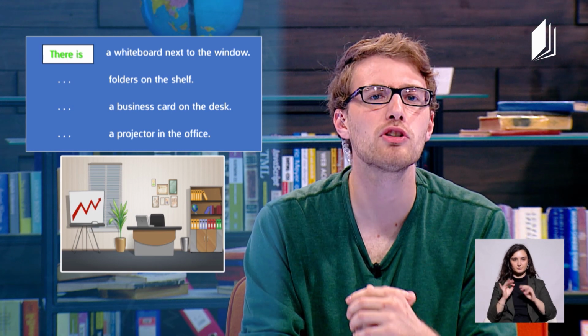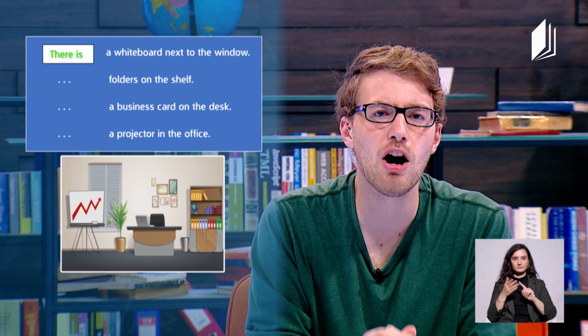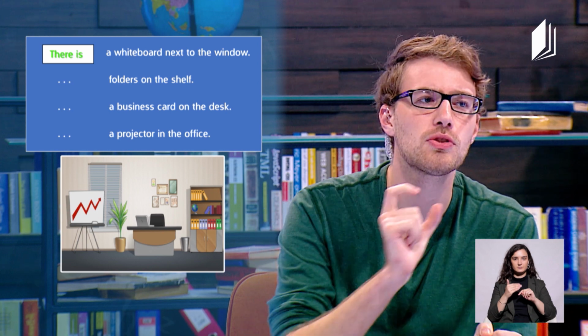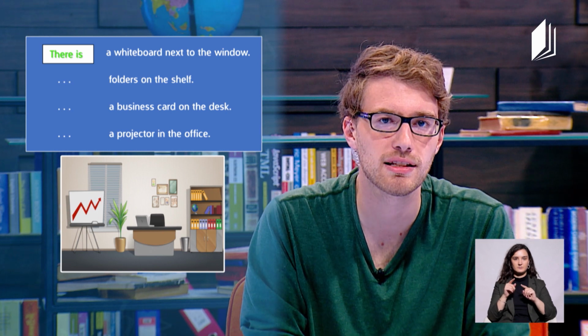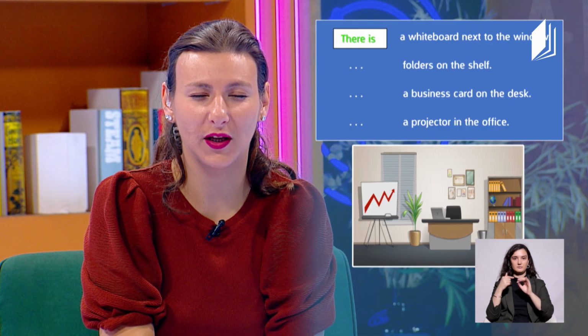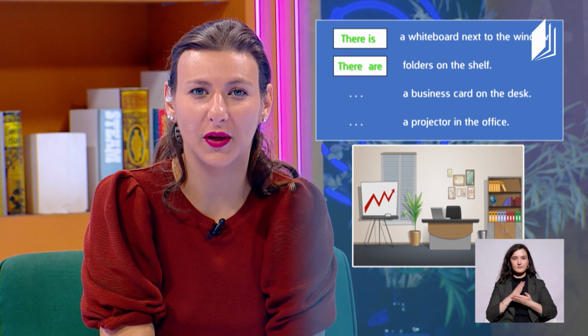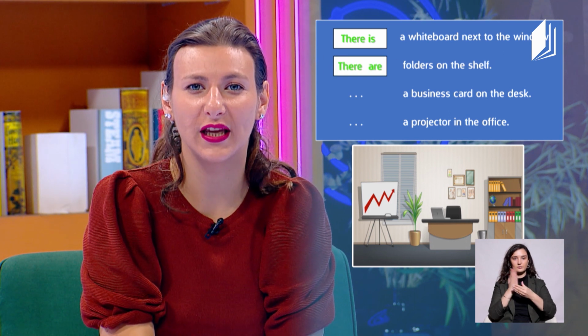Fantastic. And number 2, folders on the shelf. What goes to the beginning of the sentence? I think that we need here there are because folders is plural.